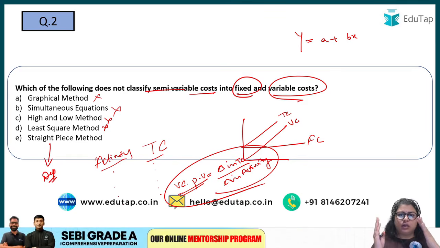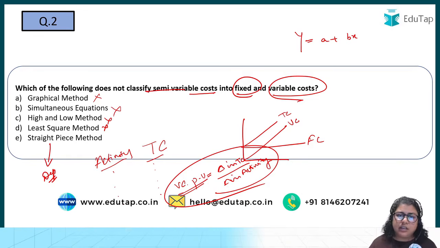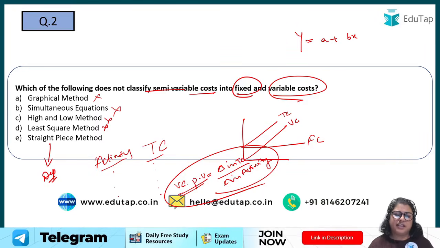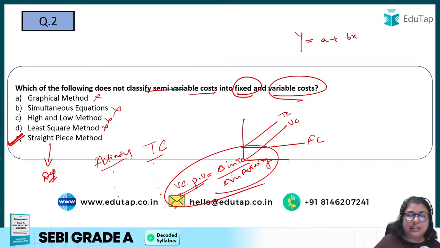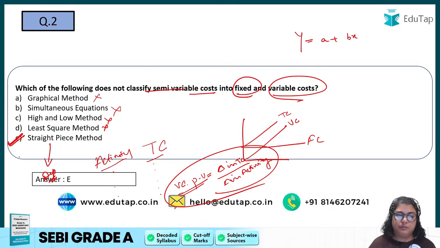We don't see what is the fixed cost in that and what is the variable cost in that. We just find out the depreciation for that specific period. So the straight line method is the correct answer here, because it does not classify between the fixed and the variable cost. So option E is the correct answer here, straight line method.